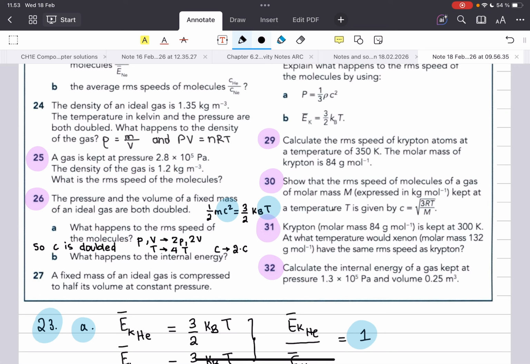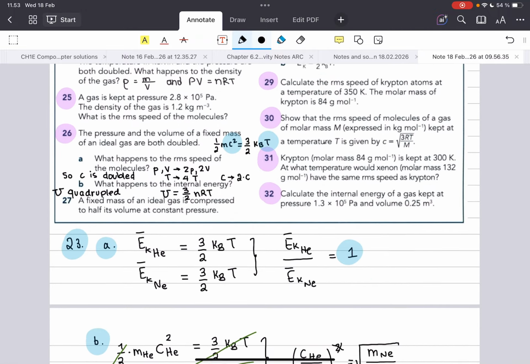And then B, what happens to the internal energy? Well, we have seen that the internal energy U is 3 over 2 nRT. So when the temperature becomes 4 times more, U will also become 4 times more. So U will be quadrupled.